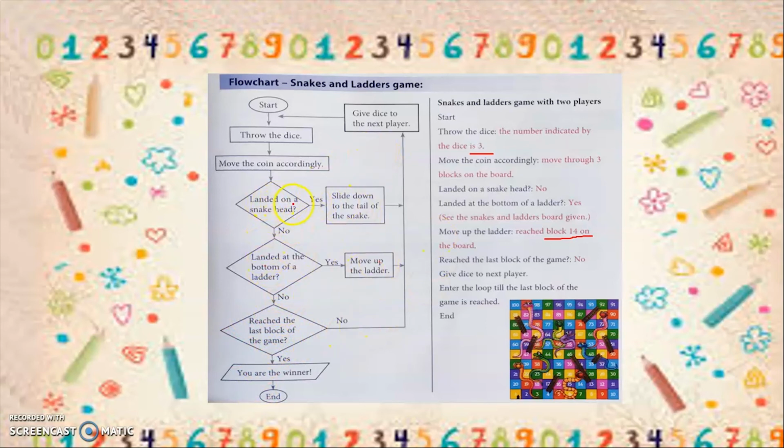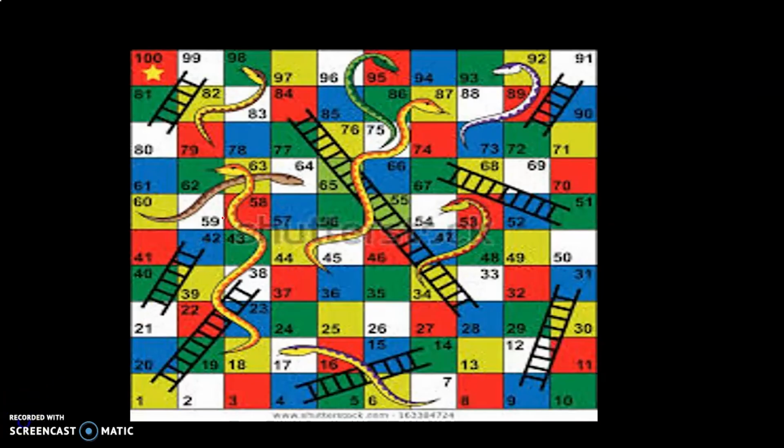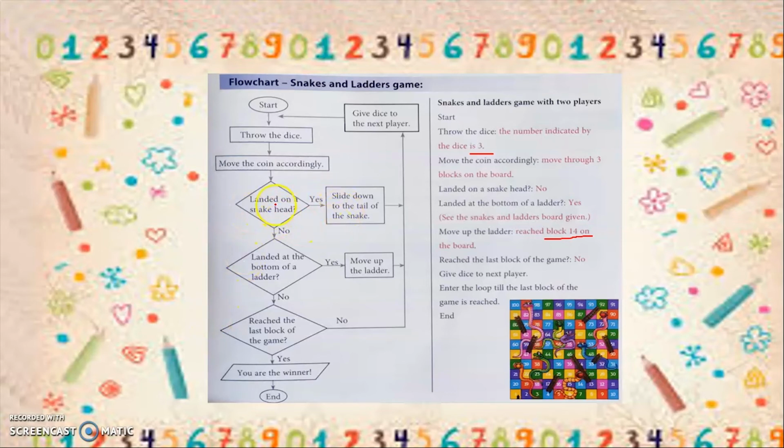Suppose you landed on a snake's head, then what will you do? On the snake's head, slide down to the tail of the snake. We have to see, this is our snake's head. So if you landed here, you have to slide down to the tail of the snake. If you reached the snake's head, you have to do that and then give the dice to the next player.